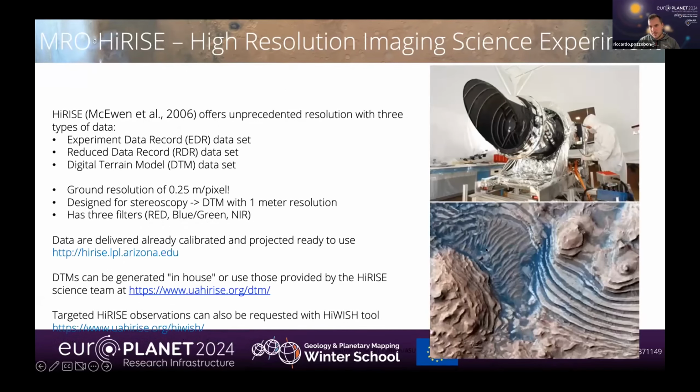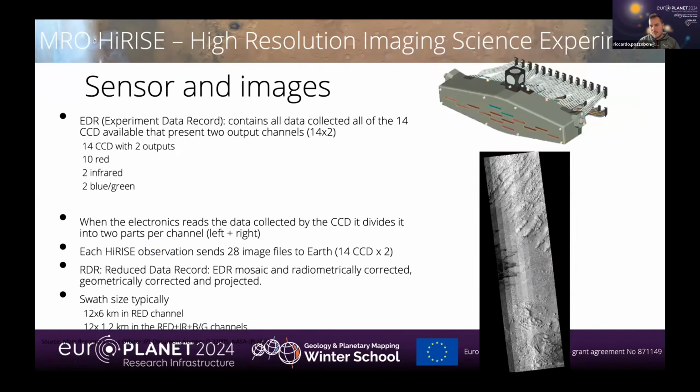So this one. You have a wide framelet, a wide frame, sorry, but the inner two framelets are mosaicked together in colors. And you see how you can mosaic them, and you also get this color image in between. The swath size is typically 12 by 6 in the red channel, so 12 kilometers in length by 6 kilometers in width. And the red, IR, and blue-green are just 1.2 kilometers wide.